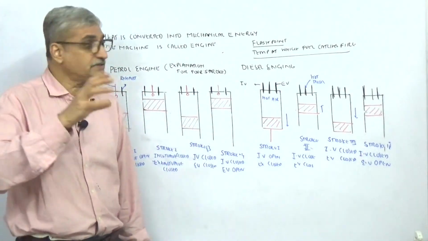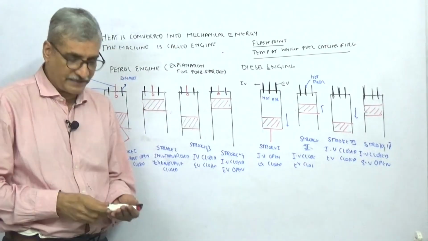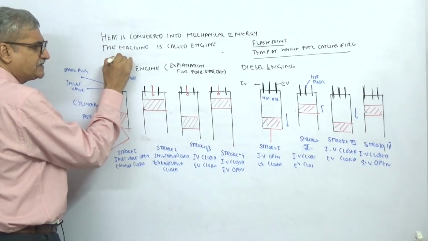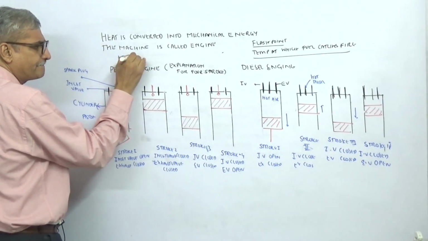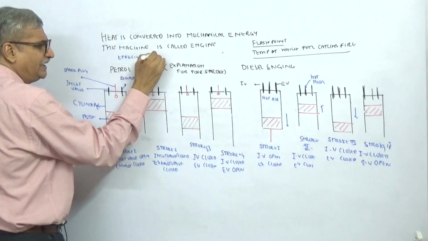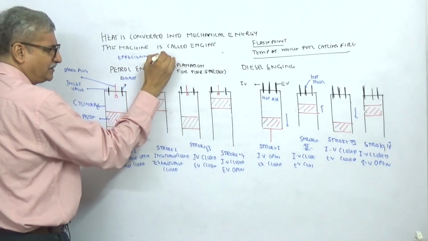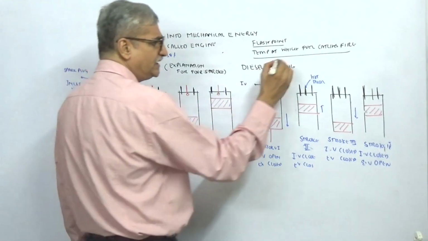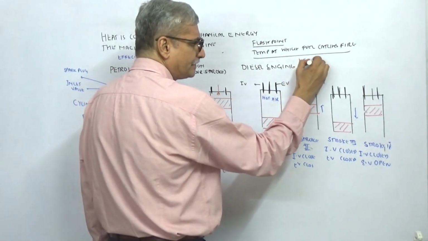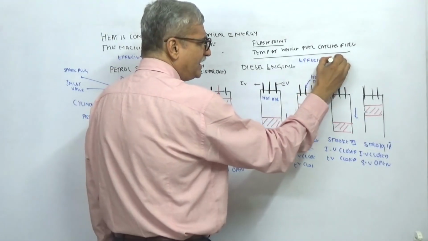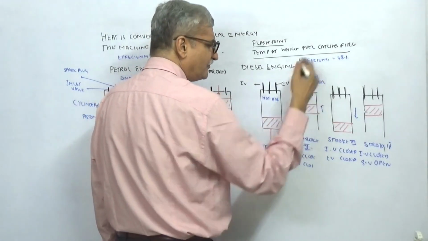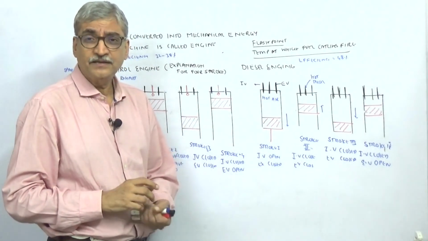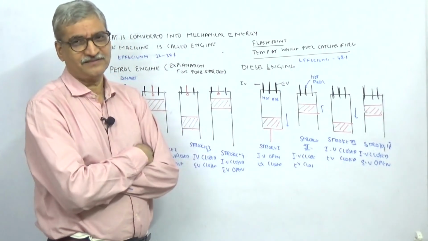Now the most interesting part is the first thing that I told you: heat is converted to mechanical energy. See, in the case of a petrol engine, the efficiency is nearly 32 to 38%. And this is about diesel engine efficiency. It is about 42 to 48%. So you can see 100% conversion is not there.